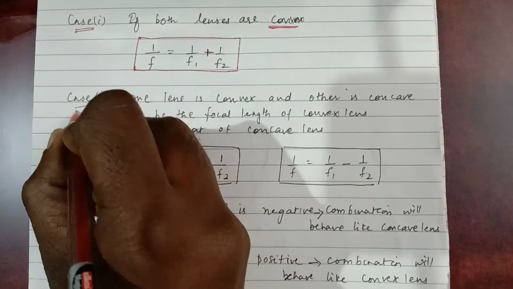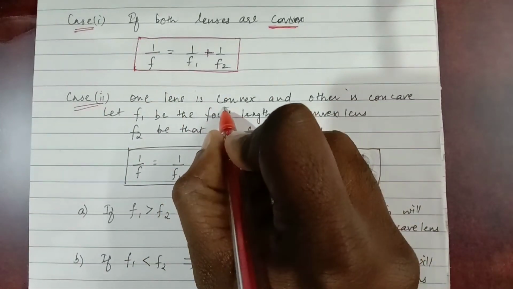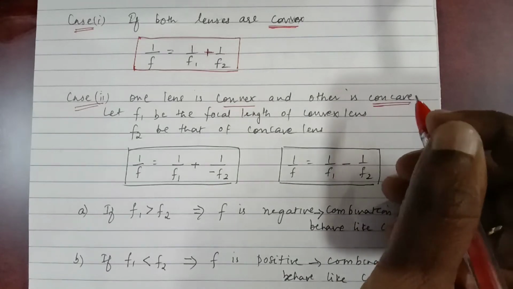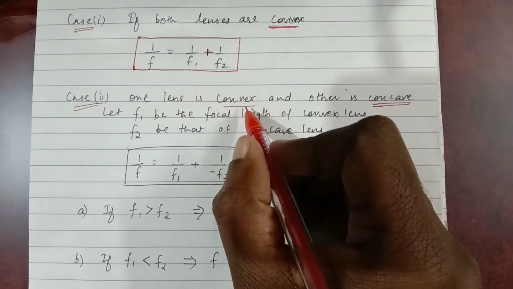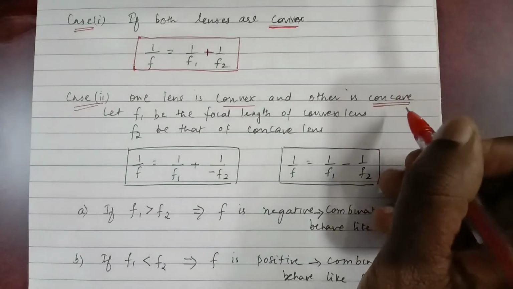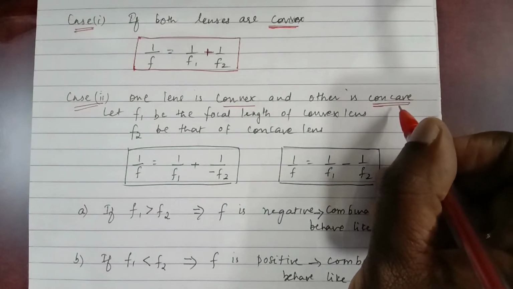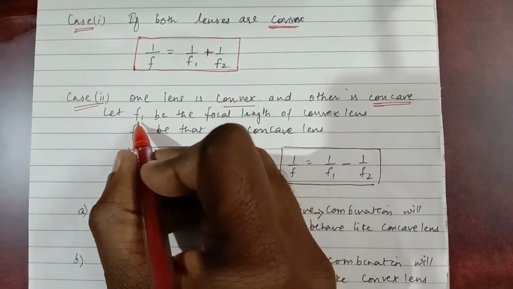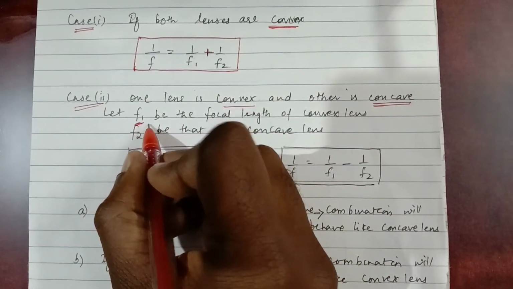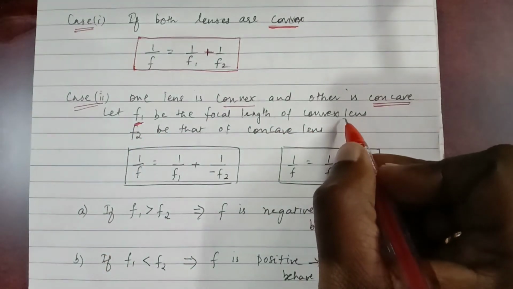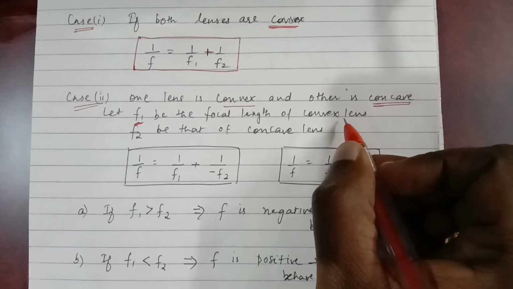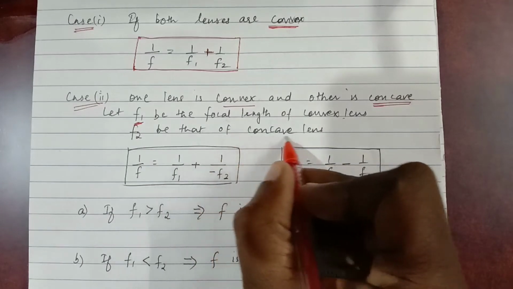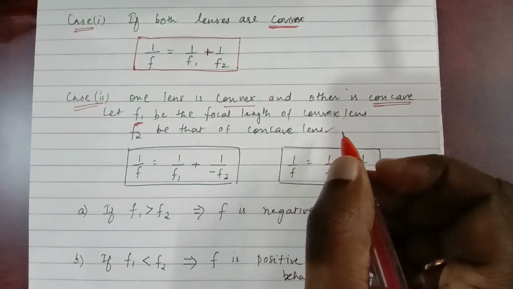Case 2. If one lens is convex and the other is concave, we all know the focal length of a convex lens is positive and the focal length of a concave lens is negative. So, for our convenience, let us always assume f1 is the focal length of the convex lens. This will help you in solving numerical problems also. f2 is the focal length of the concave lens.